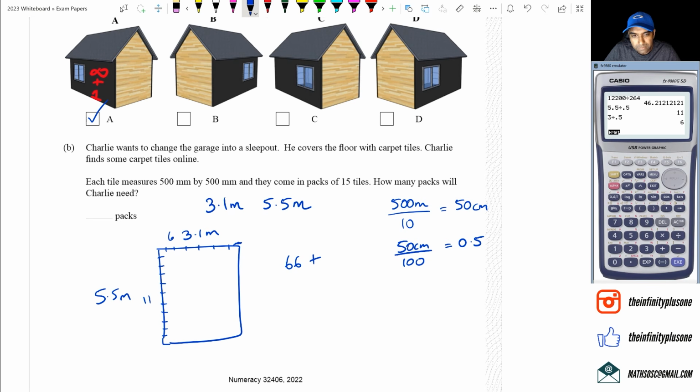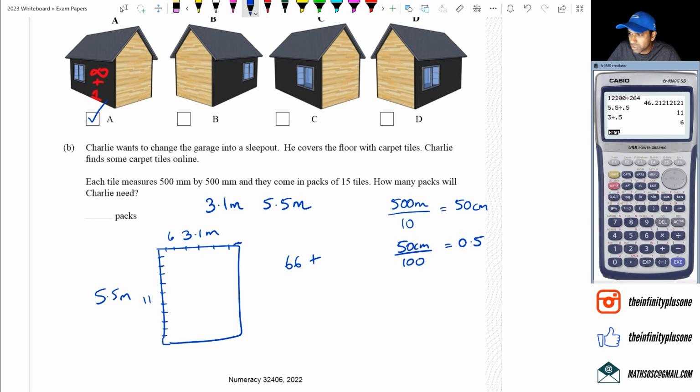So yeah, I could do it this way, but I could also do it the other way, right? Because I've got 0.5 by 0.5, work out the area of that. Well, I could try that. Should we try that? No, let's just try this first. So I got 66 tiles, and I get 15 in each pack.